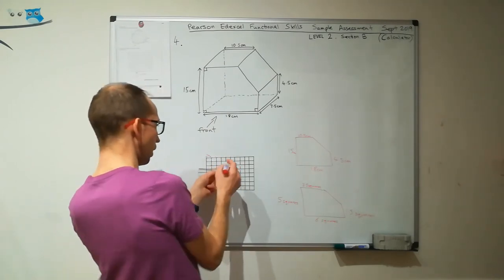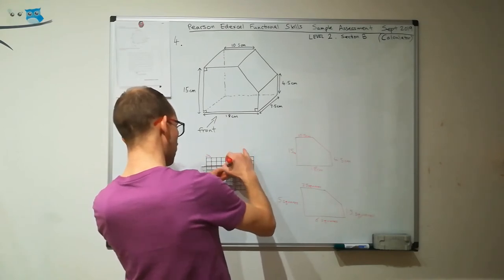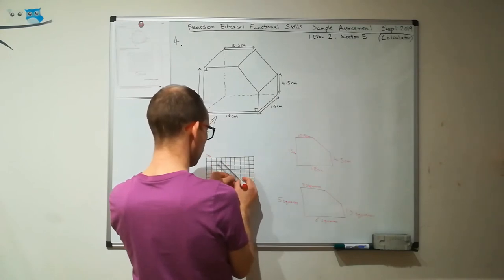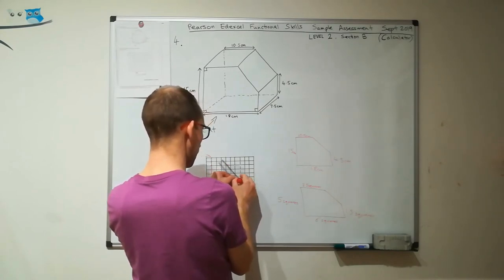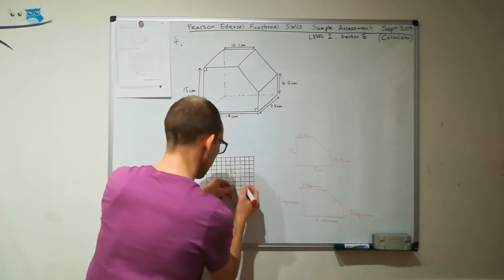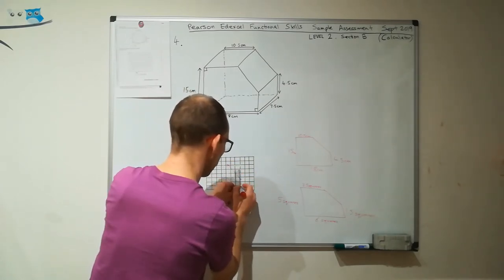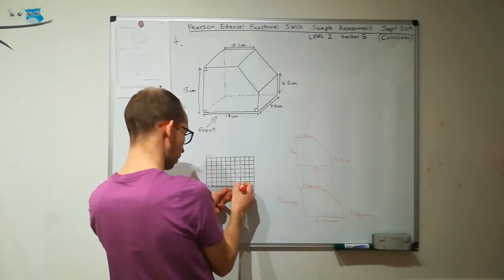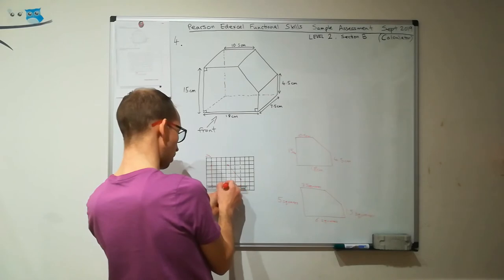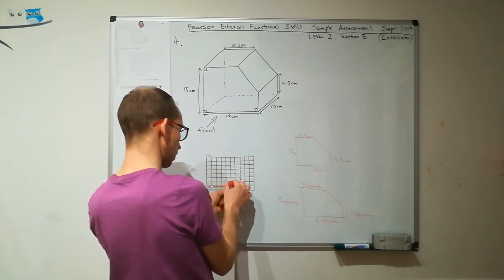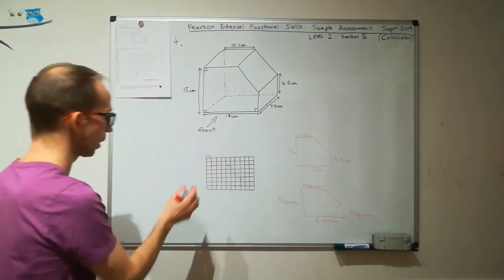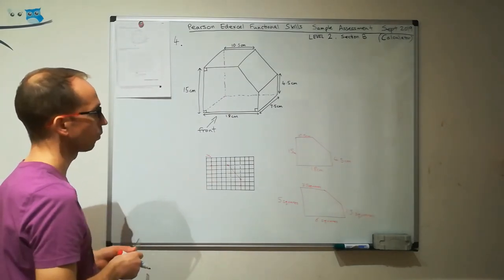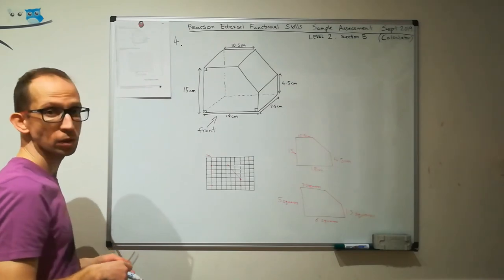Always use a ruler for any of these diagrams or graphs in the exam. It's going to make it look so much better, especially if you're potentially a little bit nervous and anxious in the exam. You don't want wonky lines and potentially losing marks. Okay, and there is my drawing of the front elevation of the prism for 3 marks.